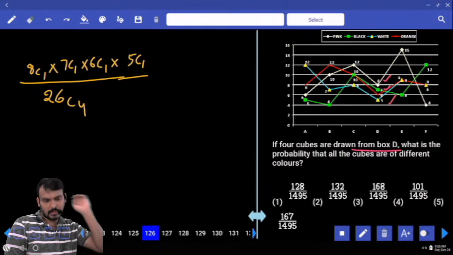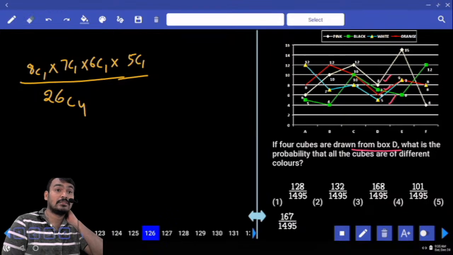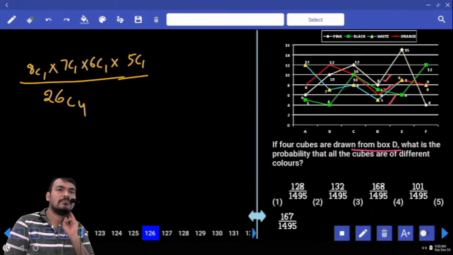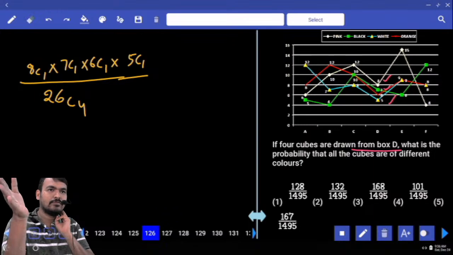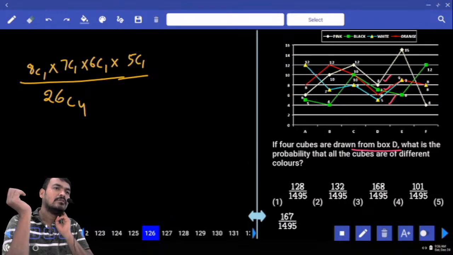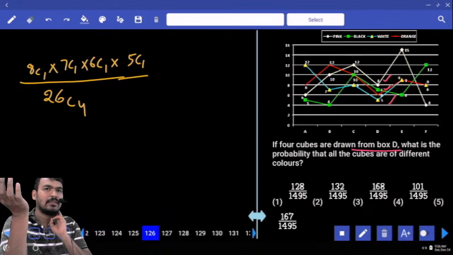Yes or no? What is the numerator? 8765. Denominator 26, 25, 24, 23. There is no multiple of 7 in denominator. Then answer will be 7 multiple. Numerator value must be multiple of 7. There is no cancellation value in denominator 7.